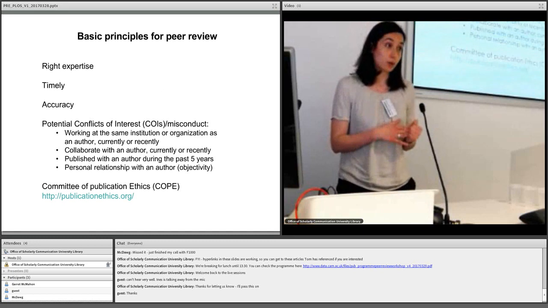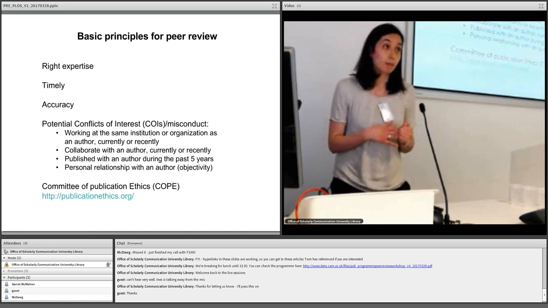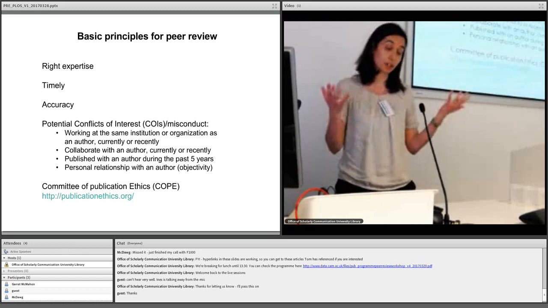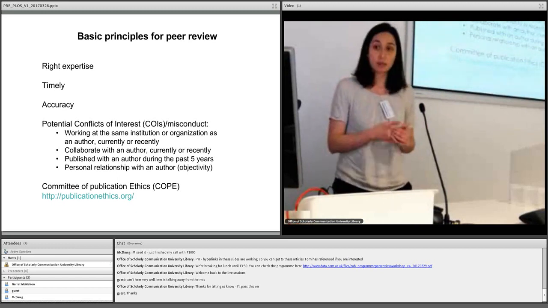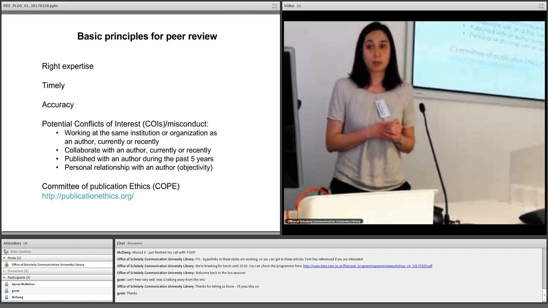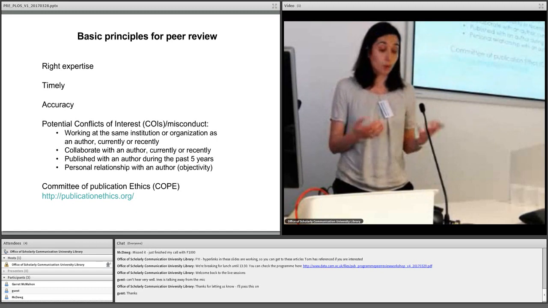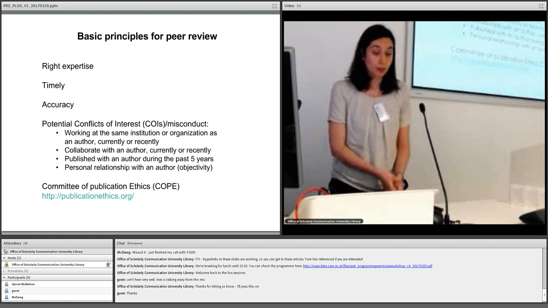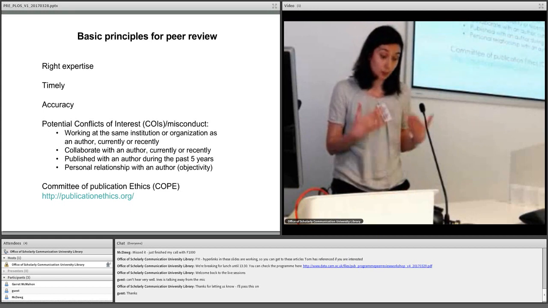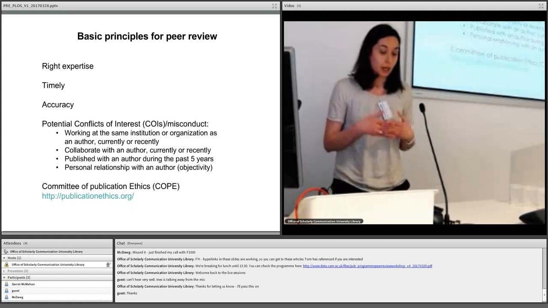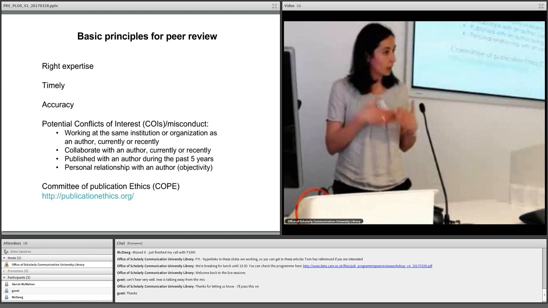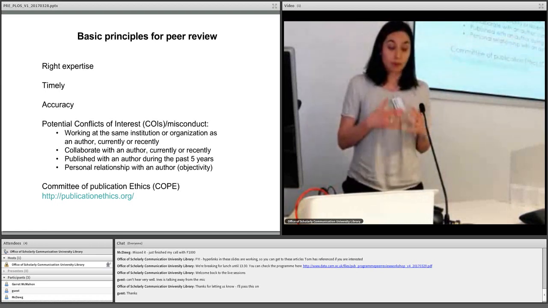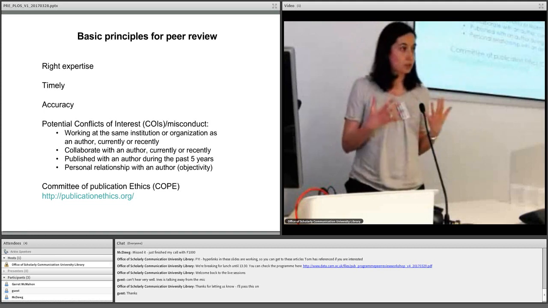Also, consider whether you have the time to do so. We all want our manuscripts to get published as quickly as possible and want to be efficient, so it's important to try to provide your review in a timely manner. Accuracy: it's quite important to be as objective and accurate as possible and provide specific points that the authors can act on if possible. And another important thing is to take into consideration the ethics surrounding publication.